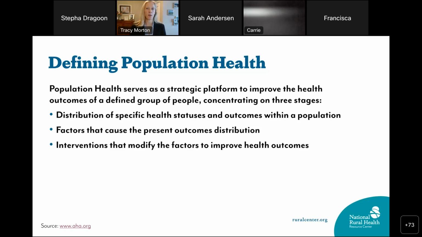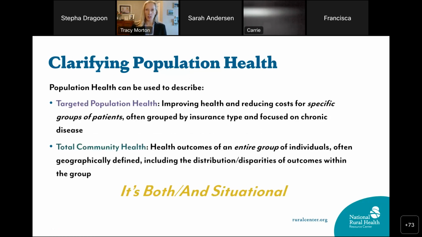Taking that further, when you're talking about strategies and movement and doing the verb, we need to really understand in conversations with one another if we're talking about targeted population health or total community health. So targeted population health, or maybe intended population health, is really focused on improving the health outcomes and often reducing the cost of a specific group of patients or community members, often grouped by insurance type and often focused on a specific chronic condition. So an example of this would be Medicare participants in your rural facility that have diabetes and that are actively seeking outpatient services within your facility.